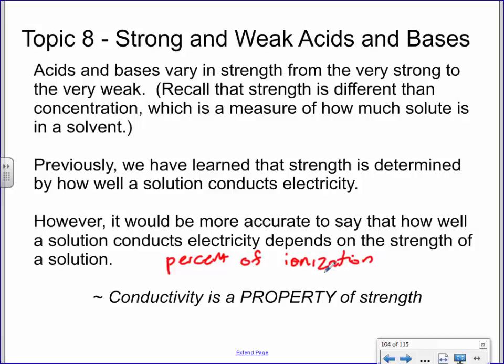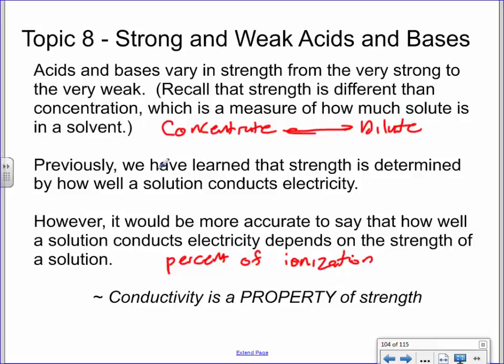Okay. Let me read off my slide here. I don't do this a lot, but I'm going to read off this first slide. Acids and bases vary in strength from very strong to very weak. And you guys will remember that this is different than concentration. If I give you something that is concentrated or dilute, you recall that those words are not the same as strong and weak.